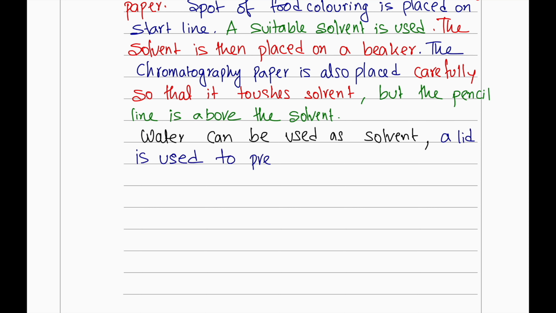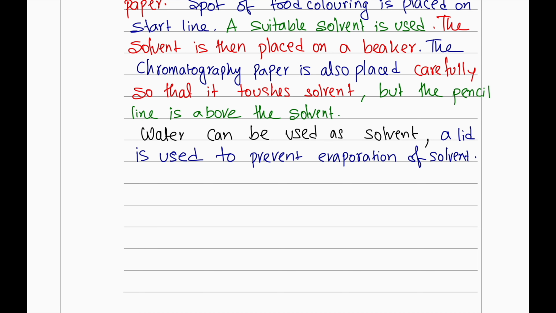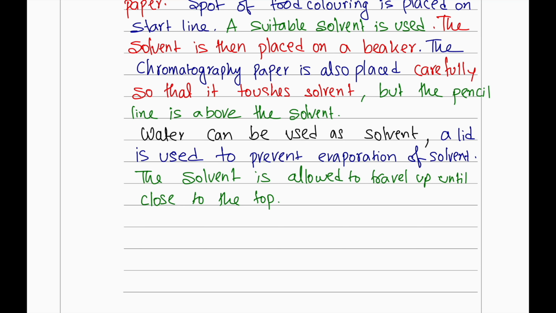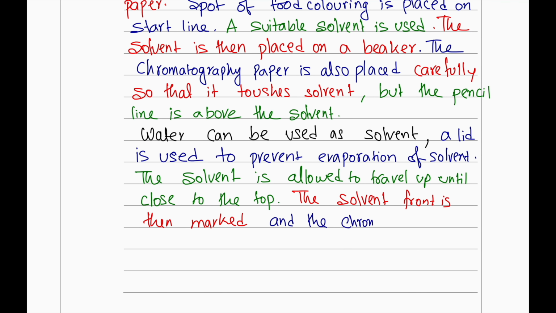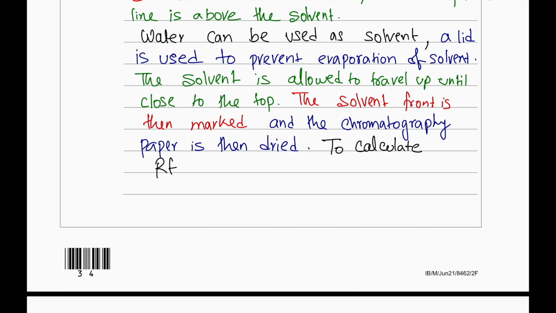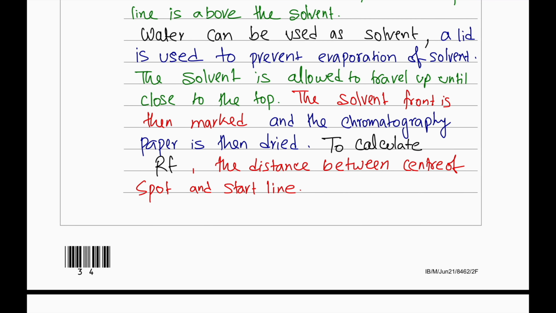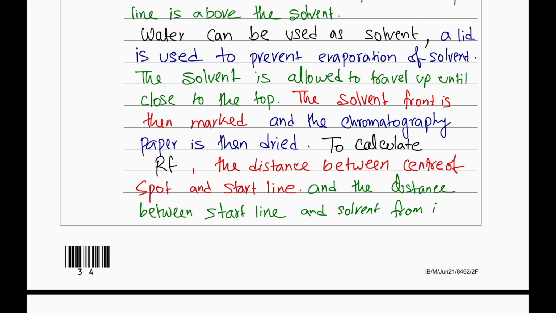Wait for the solvent to travel up the chromatography paper until it reaches near the top of the paper. But make sure that it doesn't reach the extreme top. We should stop the experiment before it reaches the extreme top. Mark the solvent front up to where the solvent has traveled, and dry the chromatography paper after marking the solvent front. The measurements that we need to do are, we need to measure the distance between the start line and the center of the spot, and measure the distance between the start line and the solvent front. Then we can use these two values to calculate the RF value.